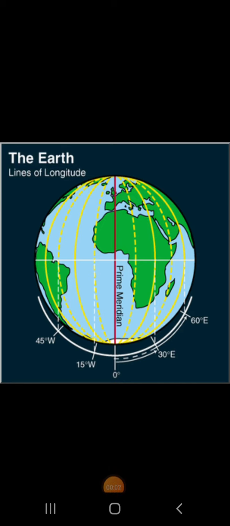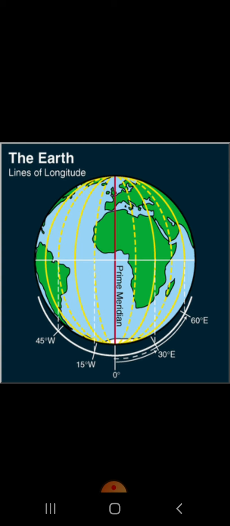Good afternoon, students. As a continuation of last day's class, today we are going to study the calculation of time, how we are calculating the time in a more scientific and accurate way. So, before starting to study the calculation of time, first we should have knowledge about the longitudes.